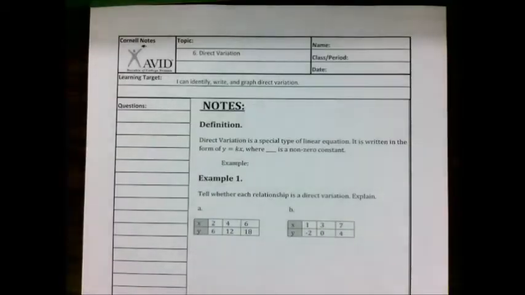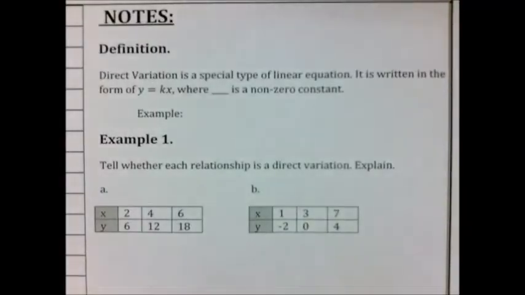All right, so we're going to go over direct variation now. Your learning target is I can identify, write, and graph direct variation. So first, a definition of what direct variation is. Direct variation is a special type of linear equation.